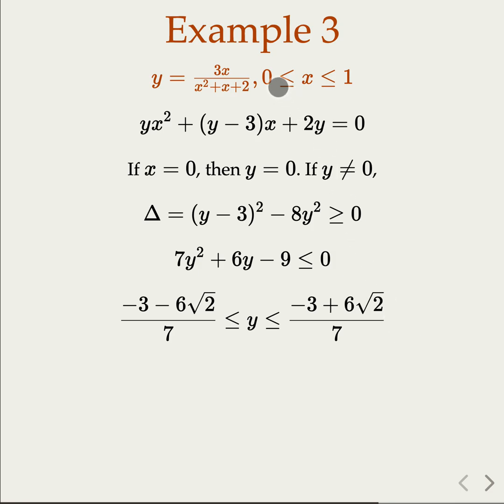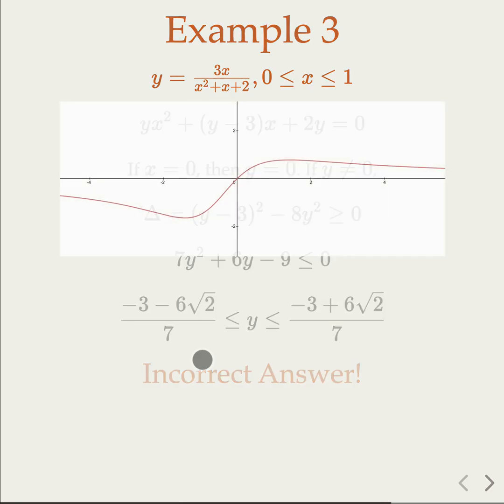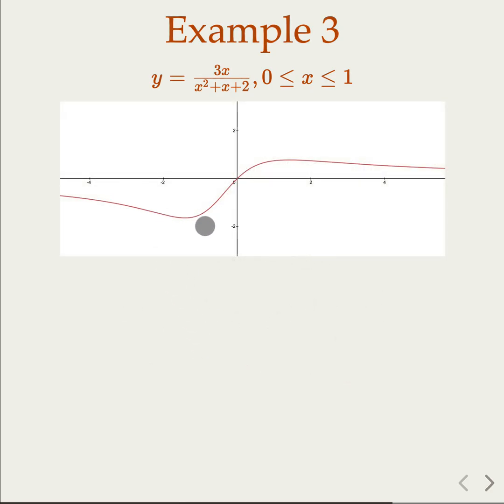Why? Because x is constrained in this range. So this is the incorrect answer if you put this here. As a matter of fact, we graph the function here. Indeed, y is between these two values we showed earlier. However, that is when x is unconstrained from negative infinity to infinity. We have the maximum and minimum here. But here we constrain x in this range, right?